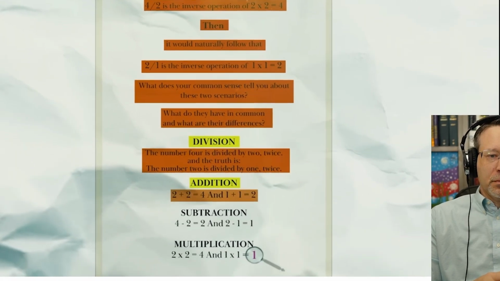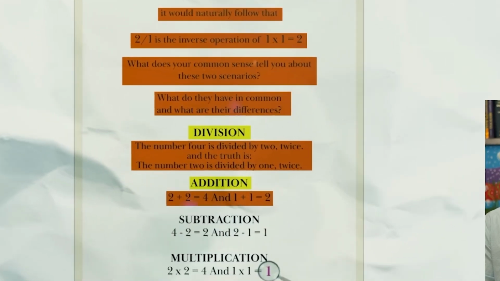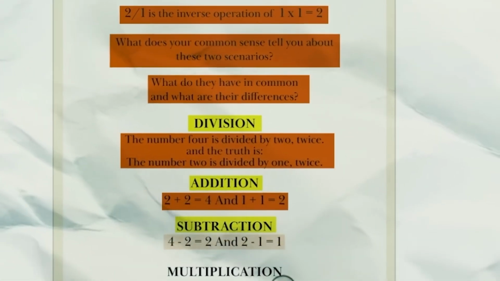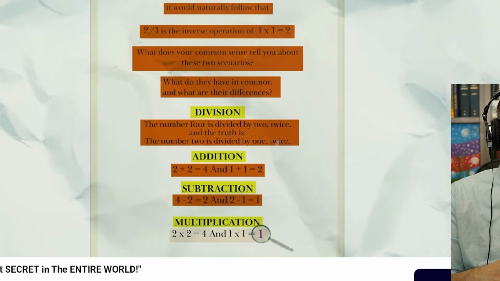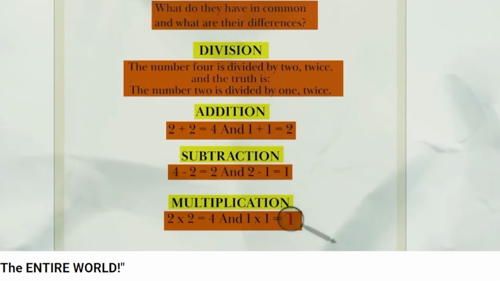Addition: 2 plus 2 equals 4, and 1 plus 1 equals 2. Subtraction: 4 minus 2 equals 2, and 2 minus 1 equals 1. Multiplication: 2 times 2 equals 4, and 1 times 1 equals 1.